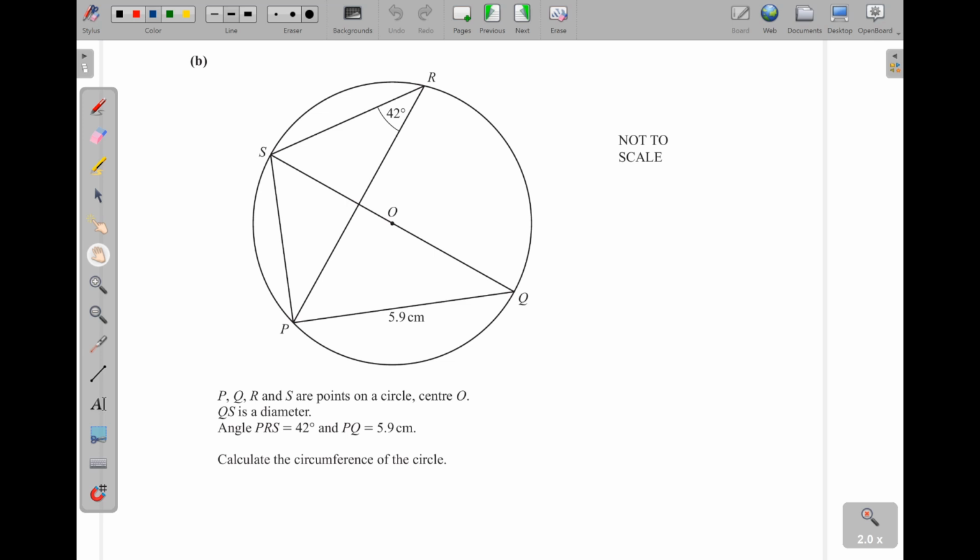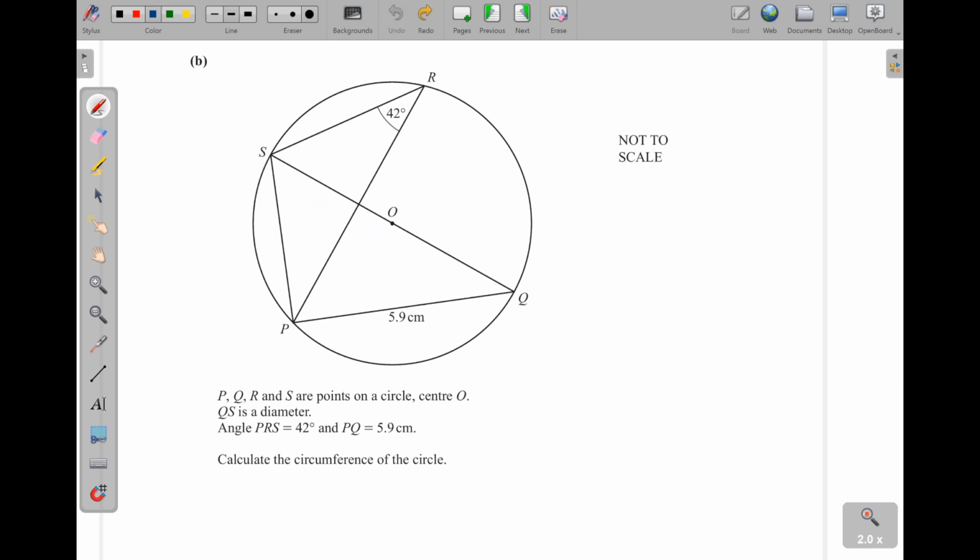Then part B, P, Q, R, and S are points on a circle, center O. QS is a diameter. Angle PRS is equal to 42 degrees. Then PQ is 5.9 centimeters. Calculate the circumference of the circle. So circumference of the circle is pi d. So we need to find this d, the diameter.